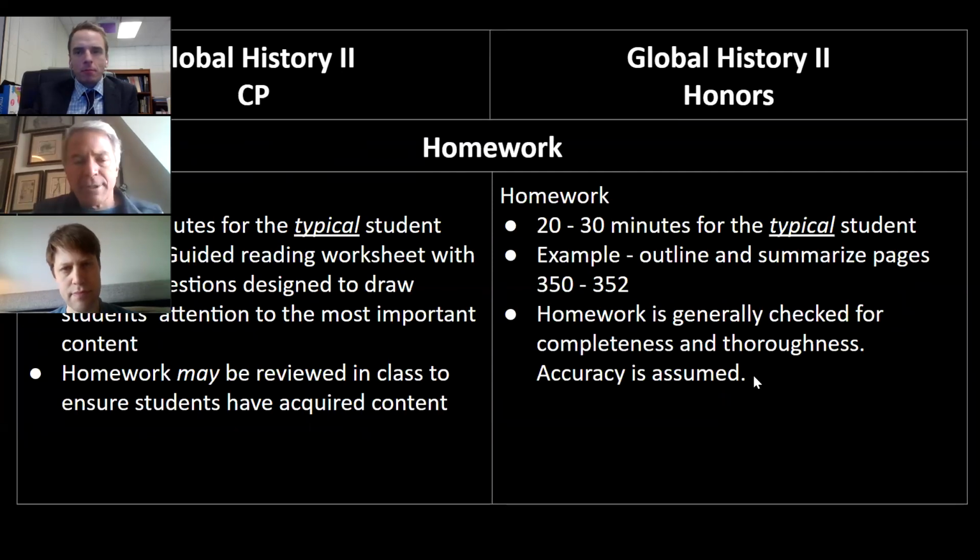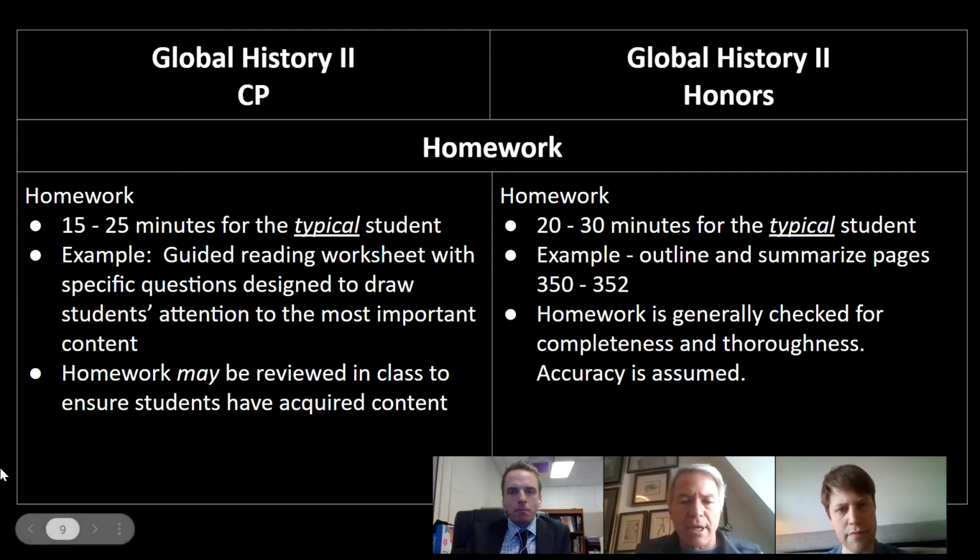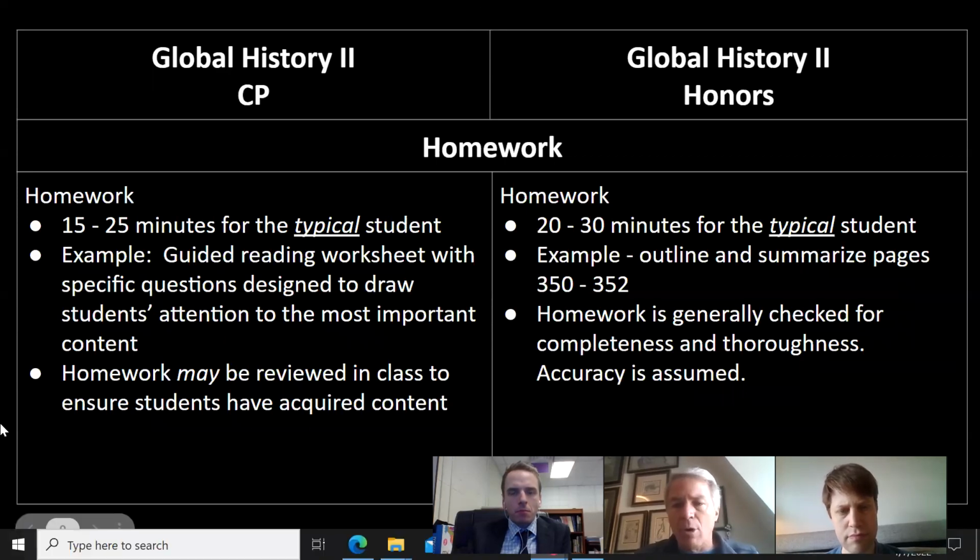Similarly, when you're making your decision, as Mr. Coates said, there is a different expectation around work. In particular, not just what you do in the classroom, but also homework. So again, take a moment to pause the video and look at the different expectations that you'll have around workloads for homework, and that, again, will help you make that decision.